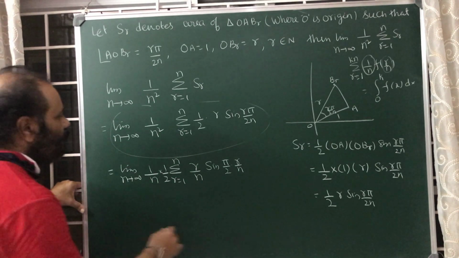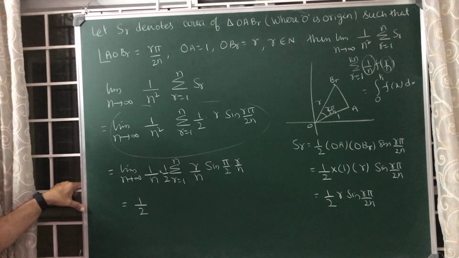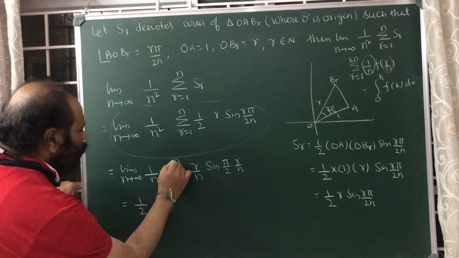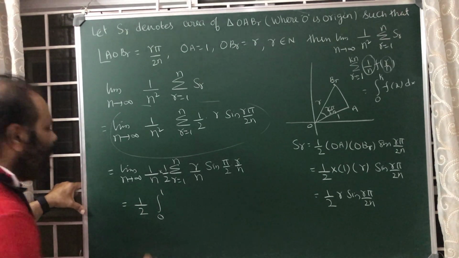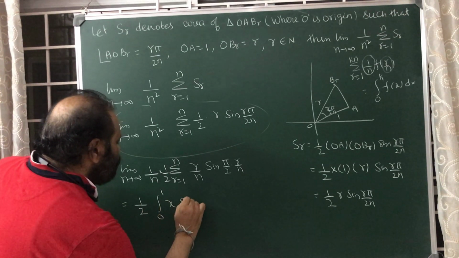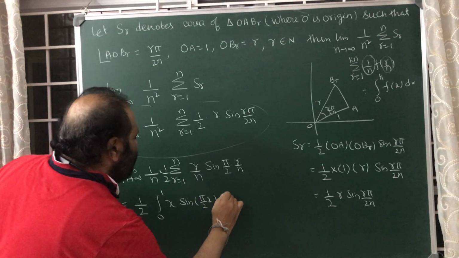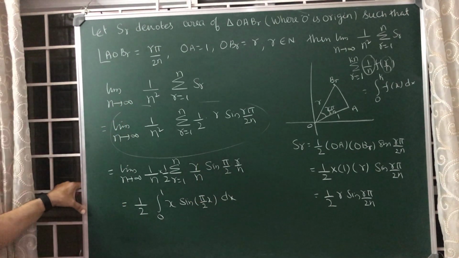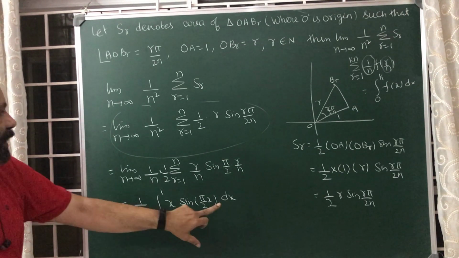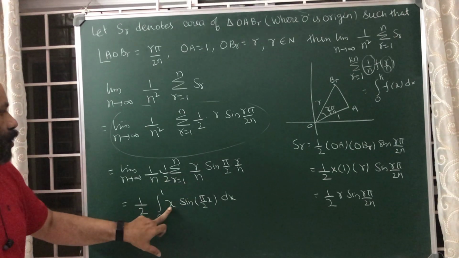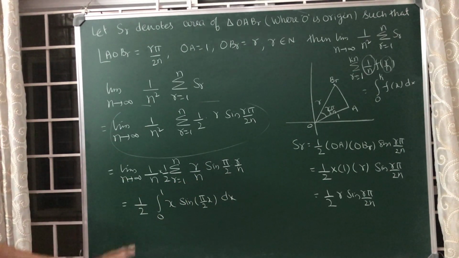So by converting this as a limit as an infinite sum, 1 by 2 is free from all, so 1 by 2 into, the n coefficient is 1, therefore integration from 0 to 1 of x into sine pi by 2 times x dx. Here 1 by n is converted to dx, r by n is equal to x. Therefore x into sine pi by 2 times x dx.